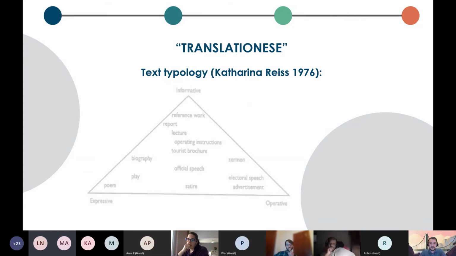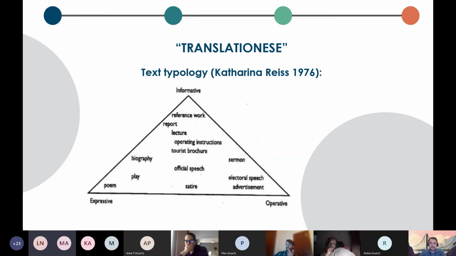One last thing I wanted to talk about is text typology. Different text types have different, I would say, scopos involved. So if something is expressive, then we're trying to stray away from translationese and make it as appropriate to the target language culture as possible. So a poem or a play, for example, have to be adapted, even if not just translated.